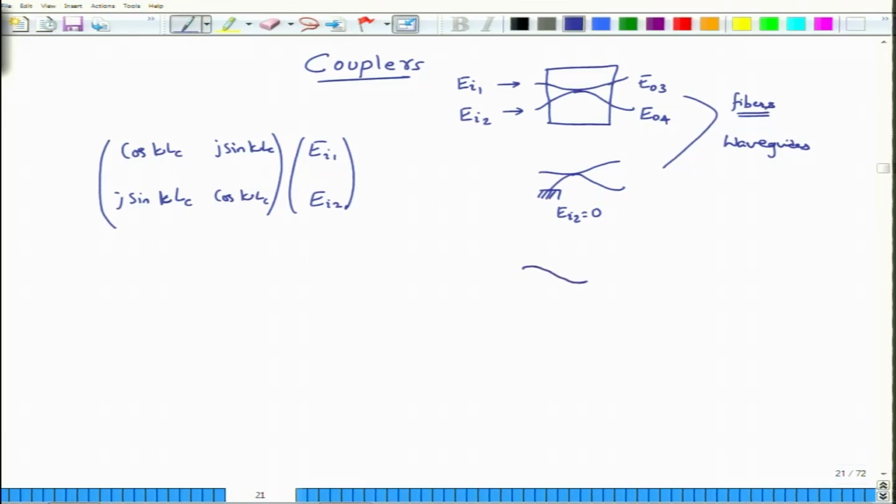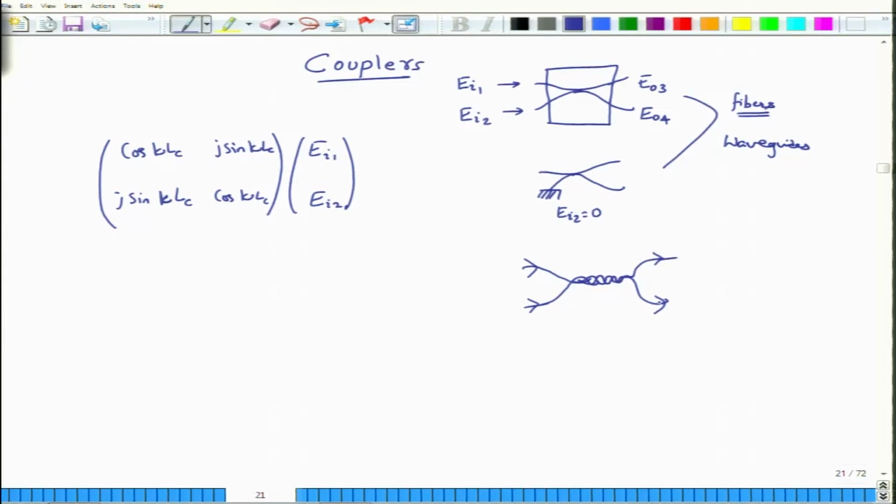If you actually look at how they are made using fibers, then you can make them by twisting the fibers in this fashion over a certain length and then separating them out. Twisting causes the modes, which are essentially propagating individually in these waveguides and which separate out after the coupling region.